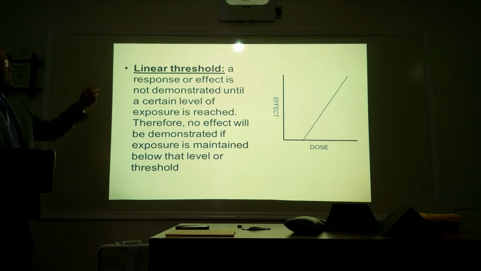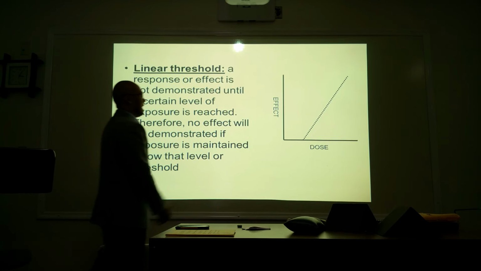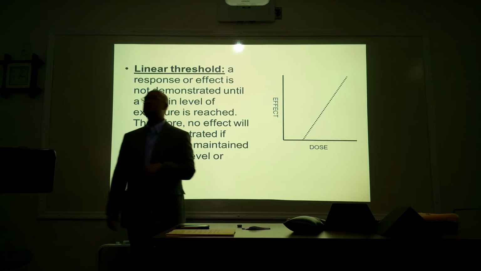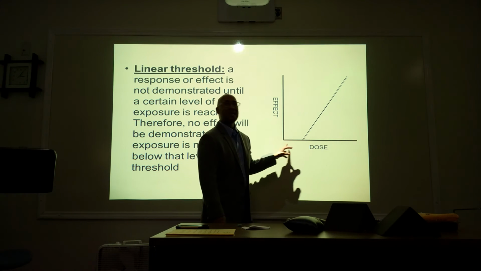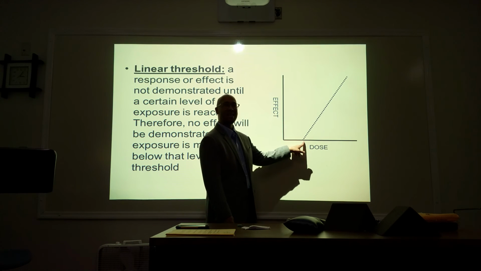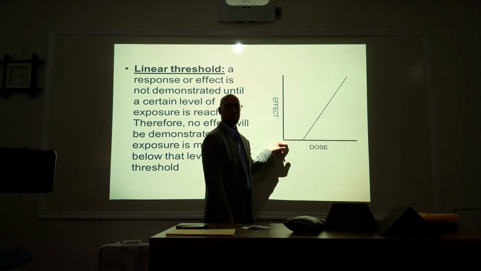This is the linear threshold model. Same type of graph, except what it's saying here is that there has to be a minimum dose. I am safe until I hit a certain dose. This is my threshold. As long as I stay within that threshold, I am safe.